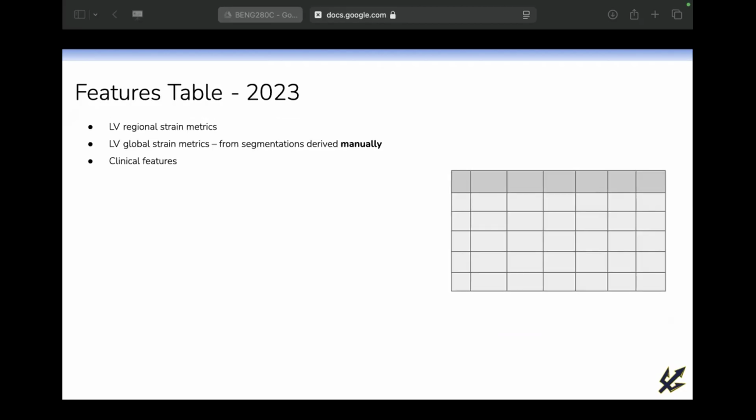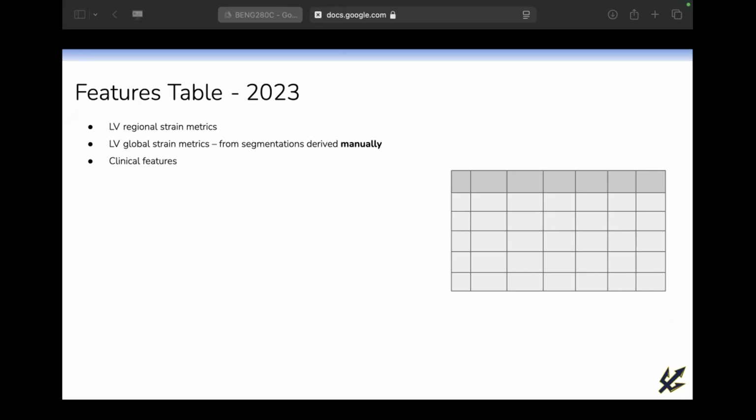And first, I just want to review the features table and what it is. So these are the contents of the original features table that Ashish used back in 2023. The table includes clinical features as well as left ventricle, regional, and global metrics. But what's important is that these strain values were calculated from segmentations that were drawn manually.